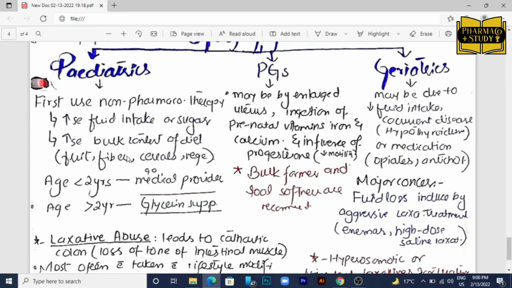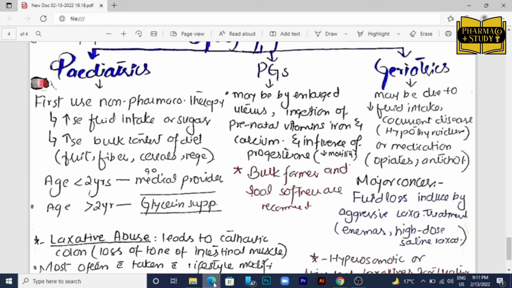Now if we have to select the pharmacological therapy, it depends on age. If the patient is less than 2 years of age, go for medical advice. If the patient is more than 2 years of age, you can give glycerin suppositories to them. So as a pharmacist, do not treat a patient who is less than 2 years of age and suffering from constipation.